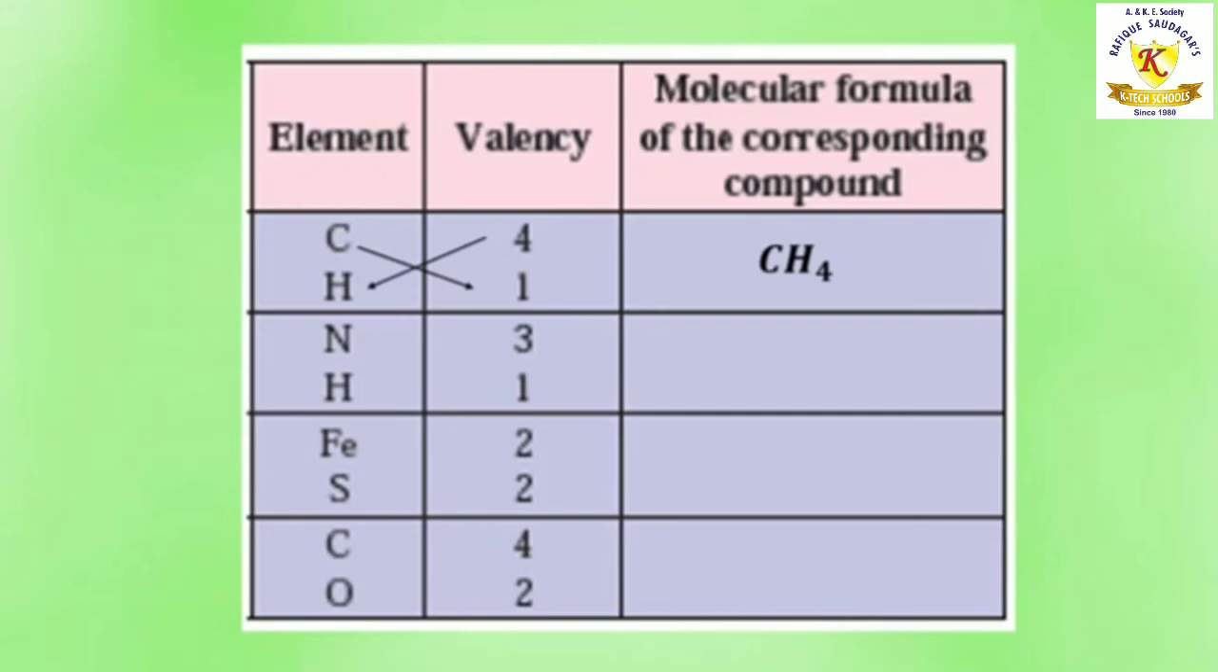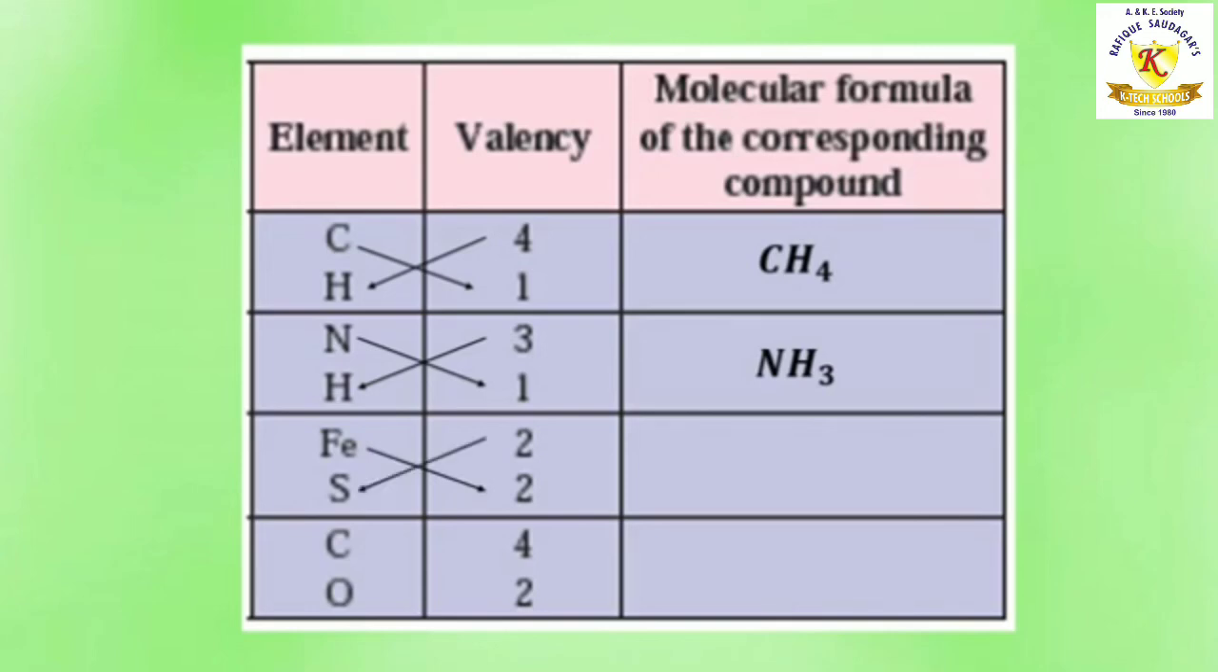NH, where the valency of N is 3 and H is 1. So here also we will do a cross multiplication. So can you guess the formula? It is NH3. N1 and H3. If it is 1, we directly write N. No need to mention the subscript 1.